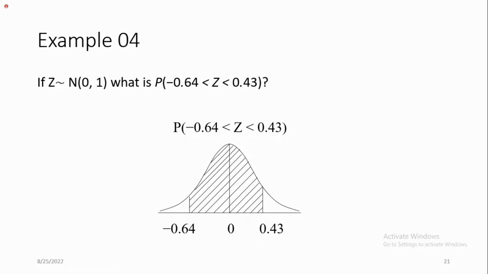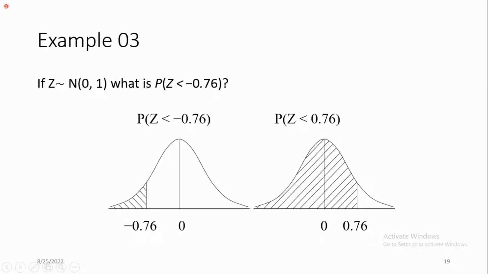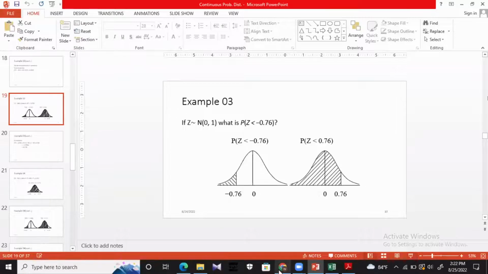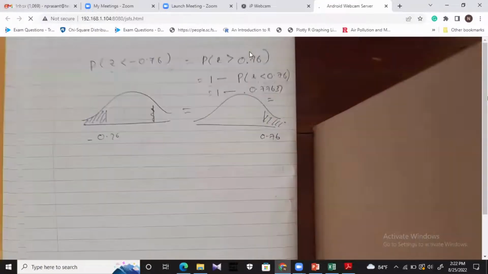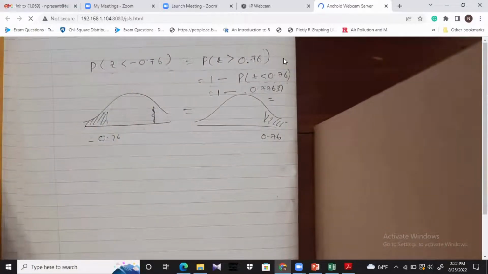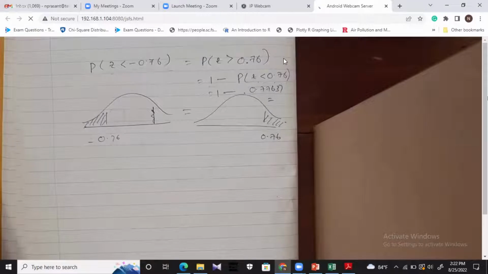Madam, can you explain example 3? Okay. Do I need to explain it in Sinhala? Yes or no? Yes, ma'am. Are there any Tamil students? Okay, yes, madam. Okay, I'll be using both languages.